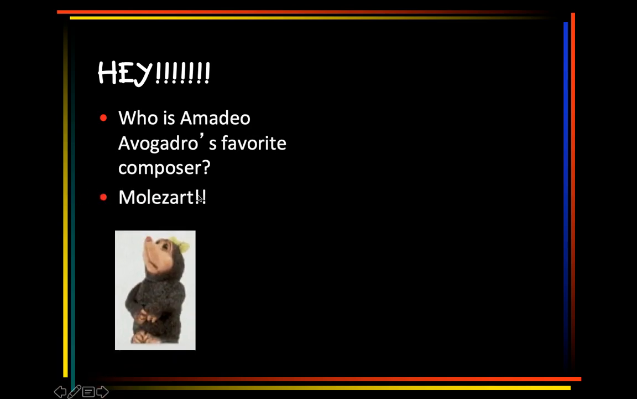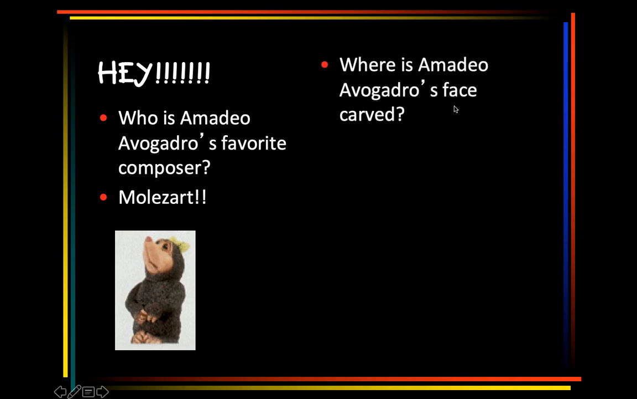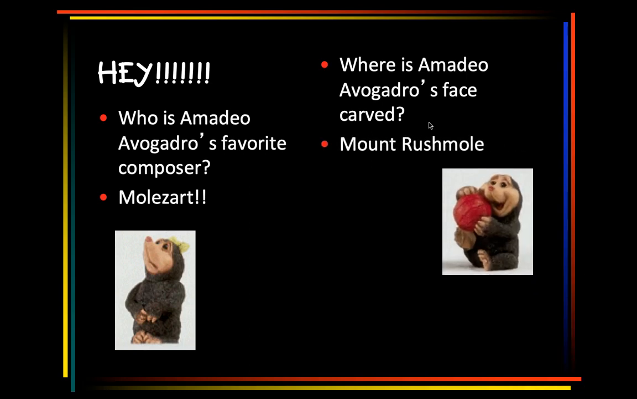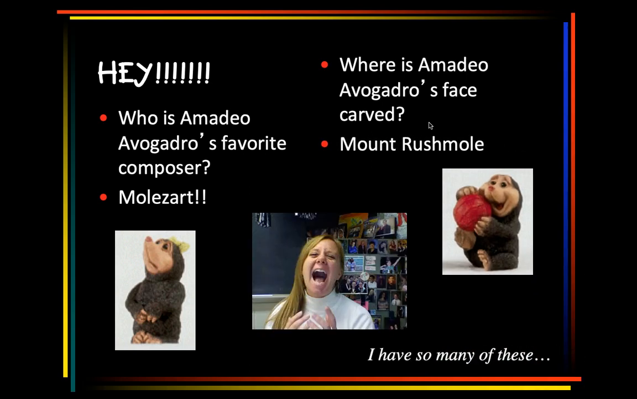Mozart. Okay, so I'm just being silly, but I do have some funny little chemistry jokes that I want to share with you. And then, where's Amadeo Avogadro's face carved? Where do we carve famous faces? In the United States. Mount Rushmore. All right, so these, of course, are just silly things. They're called mole jokes related to like the silly idea of Avogadro and moles. So just a little bit of fun with chemistry stuff.